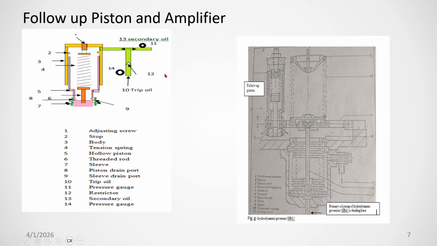So the oil pressure will increase. According to your requirement, you can change the setting of the spring, and accordingly the sleeve position will change, and your secondary oil pressure will change. When the secondary oil pressure changes, as I have shown you, it goes to the servo motor, and accordingly the speed of the turbine can be governed through the servo piston and steam throttle valve.